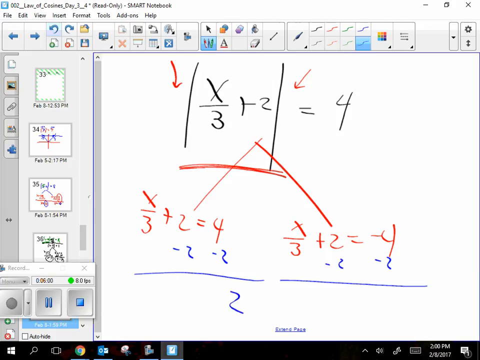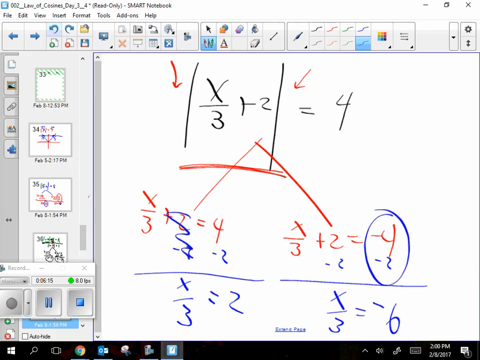Four minus 2 is 2. That's gone. X over 3 equals 2, and x over 3 equals -6. Those are both negative. They're on the same team, so they just join up, and there's a total of 6 of them, so it's -6.